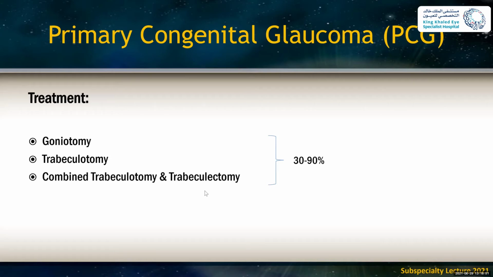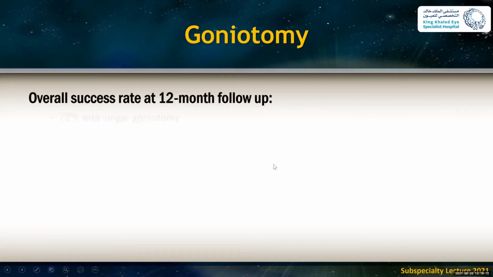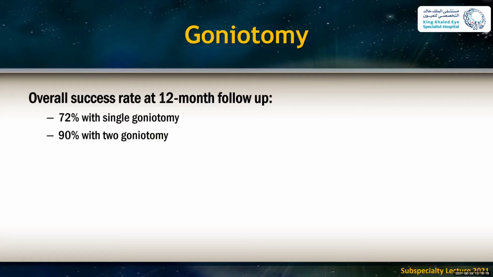So overall, goniotomy, trabeculotomy, and the combined procedure usually give a success rate between 30 and 90 percent, based on the size of the series reported, the duration of the follow-up, and probably the type of population, but we'll see more. In goniotomy in general, the overall success rate at 12 months follow-up has been found to be 72 percent with a single goniotomy. This is in the Western population. And this percentage goes up to 90 with more than one goniotomy.